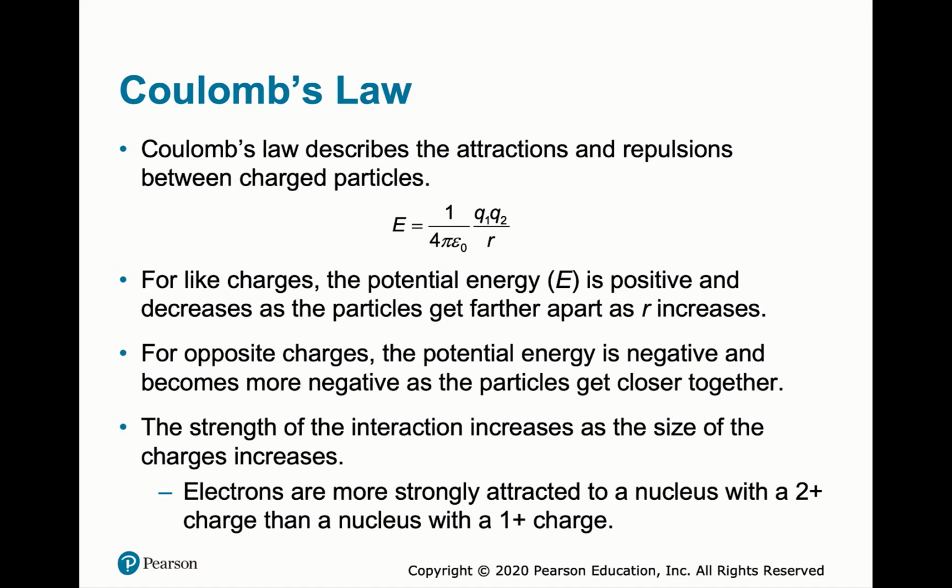So this is the electric field, and it's the potential energy. For opposite charges, the potential energy is negative, and it becomes more negative the closer the particles get because they attract. I'm sorry about that. For the opposite charge, the electric field is negative. That makes sense because Q1, Q2, one of those is negative. And the strength of interaction increases as the size of the charge increases, and that's just the magnitude of Q1 or Q2.